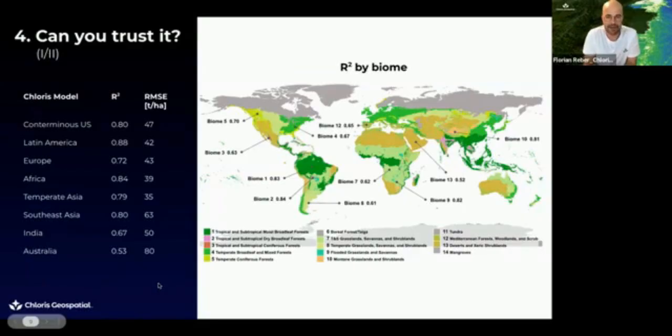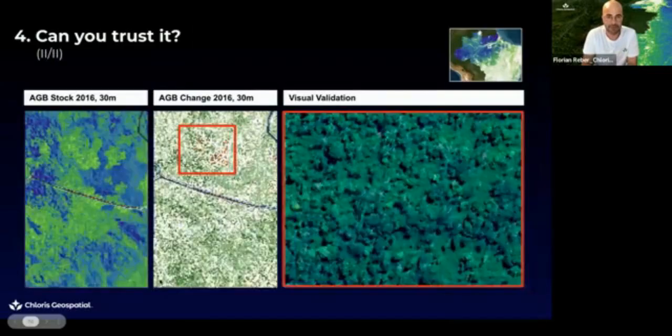These here are the validation metrics of our data, in the sense of internal model validations in the machine learning sense, by region and also by biome type, giving you an indication of the quality of the data. Now going to the next slide, maybe for those who are more visual learners and less learning with numbers.